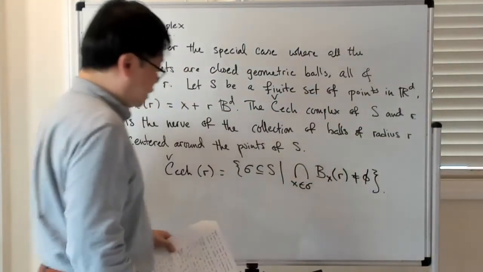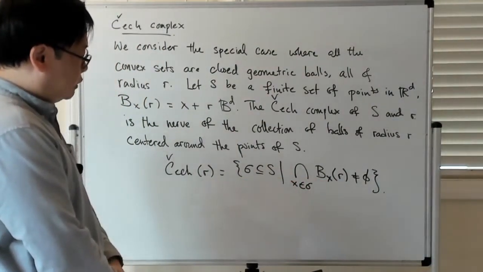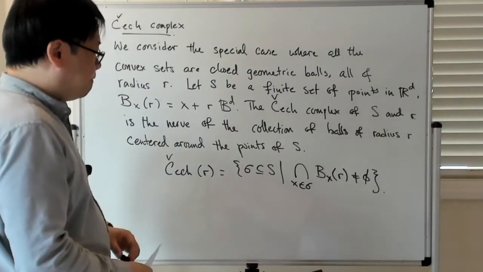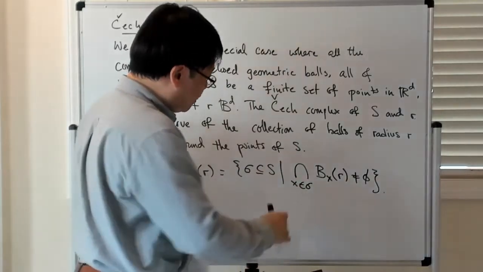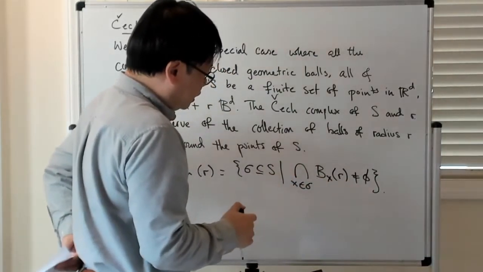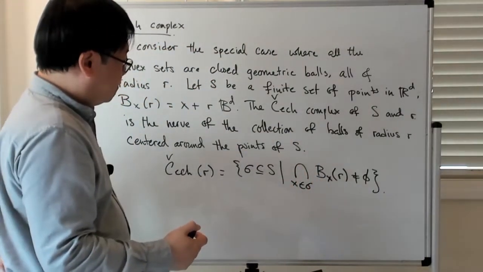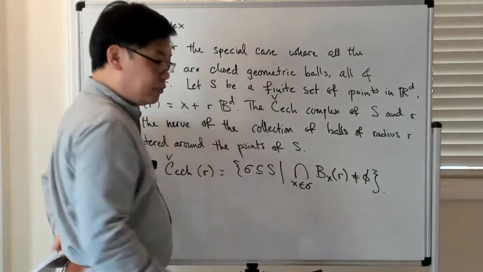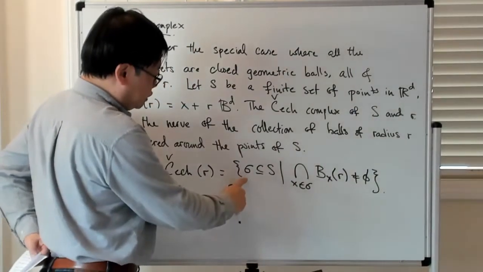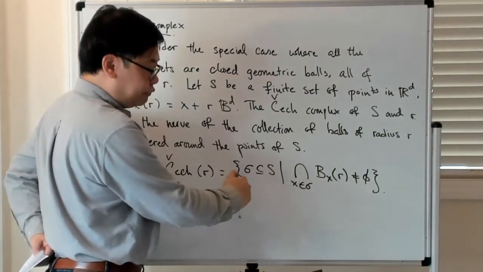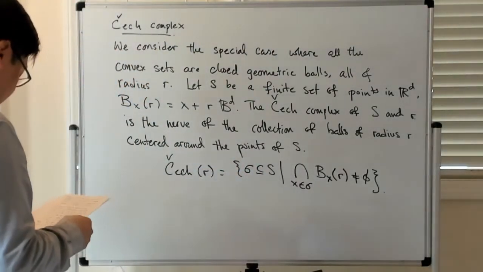Okay, so of course it's fairly obvious that we're talking about nerves here, but I think the main distinction, if you will, is that instead of indexing the abstract simplicial complex, right, with the balls, we're just going to think of them as a collection of subsets of points, if you will. Okay, but otherwise it's essentially the same idea.